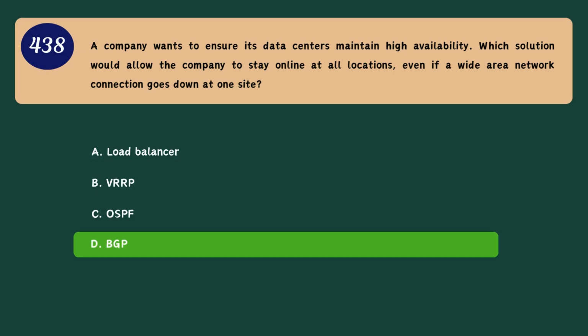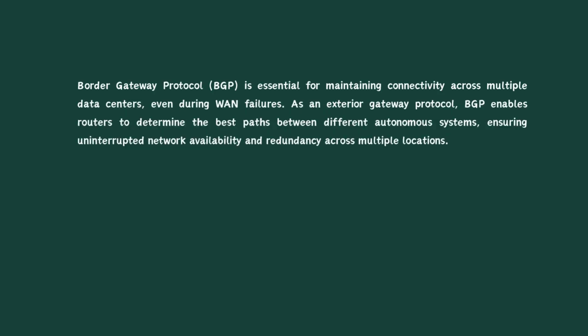Correct answer. D. BGP. Border Gateway Protocol is essential for maintaining connectivity across multiple data centers, even during WAN failures. As an exterior gateway protocol, BGP enables routers to determine the best paths between different autonomous systems, ensuring uninterrupted network availability and redundancy across multiple locations.